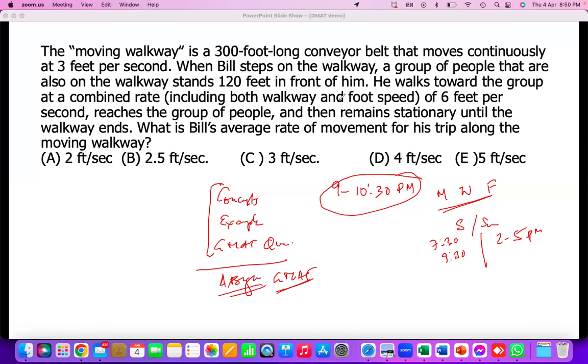and vice versa as well. But the basics remain the same. Yes, the basics remain. And in fact, in critical reasoning and RC, this is going to help you a lot.